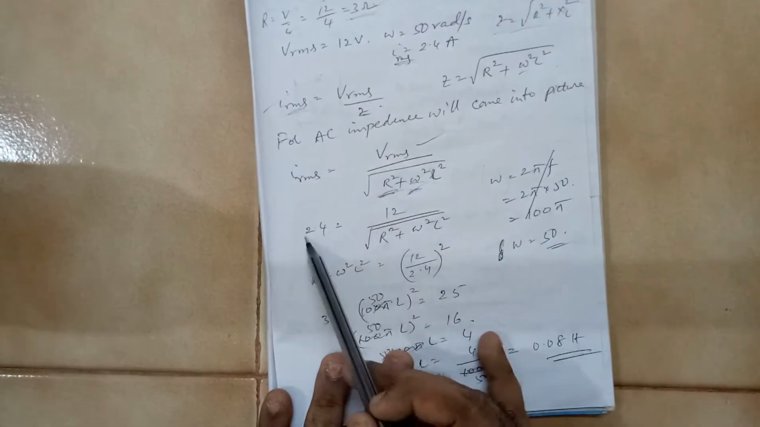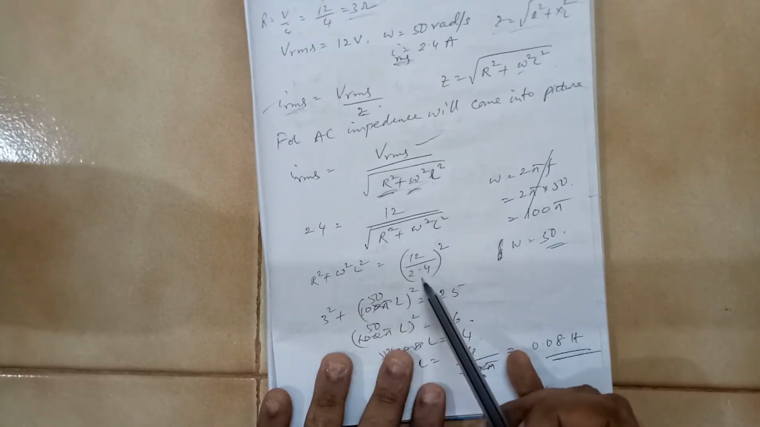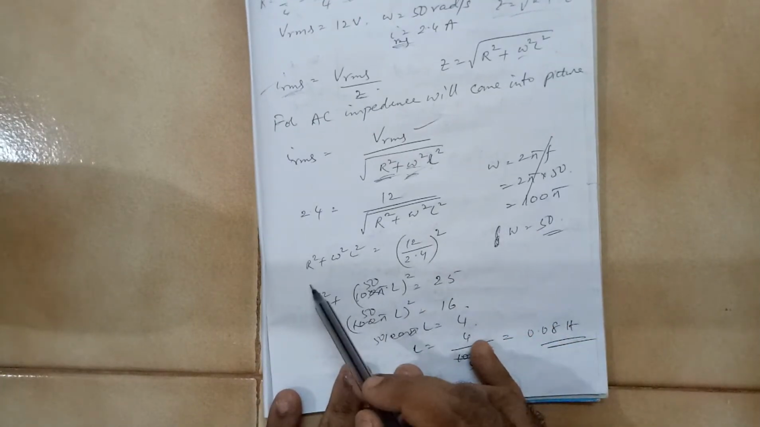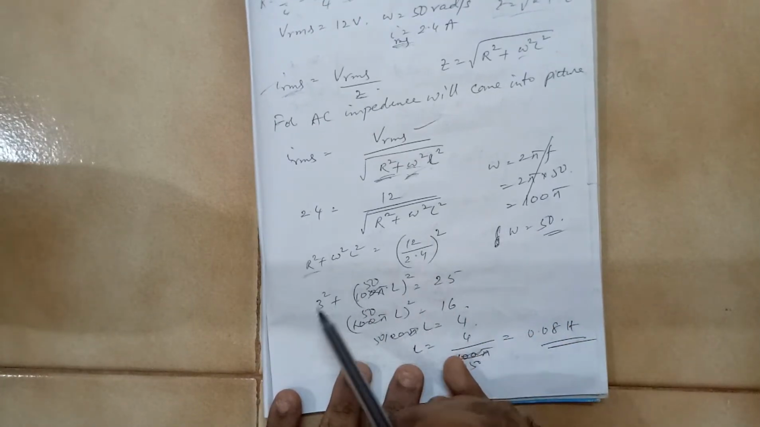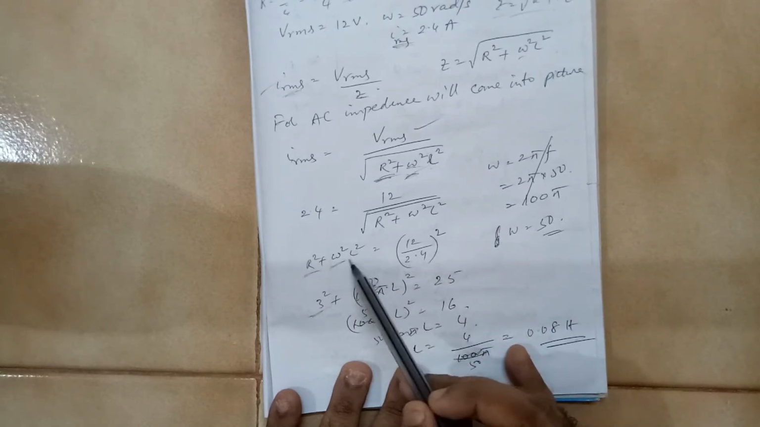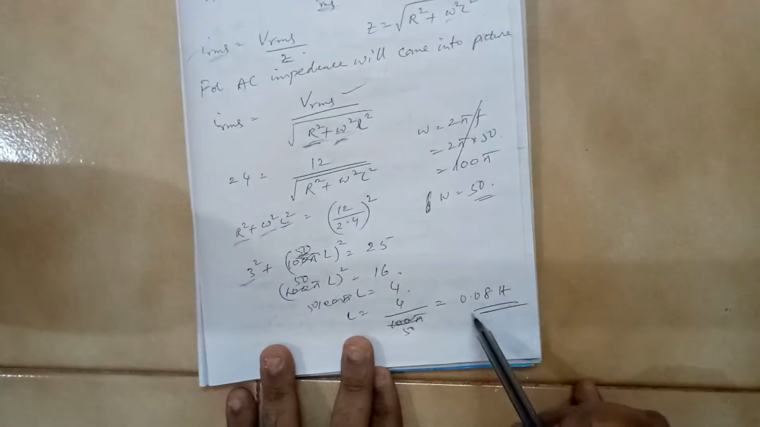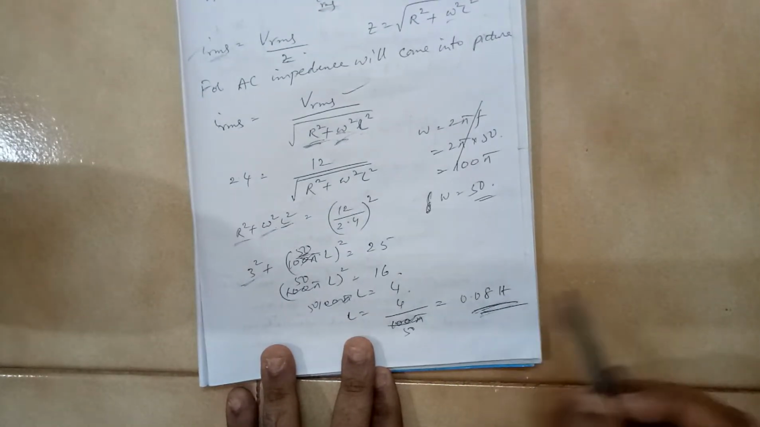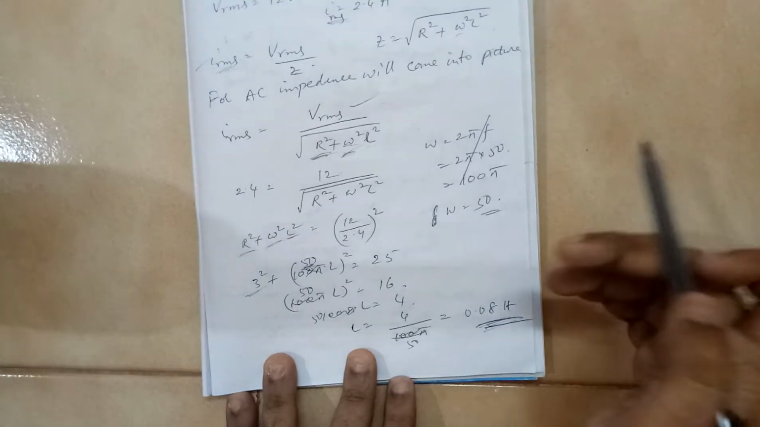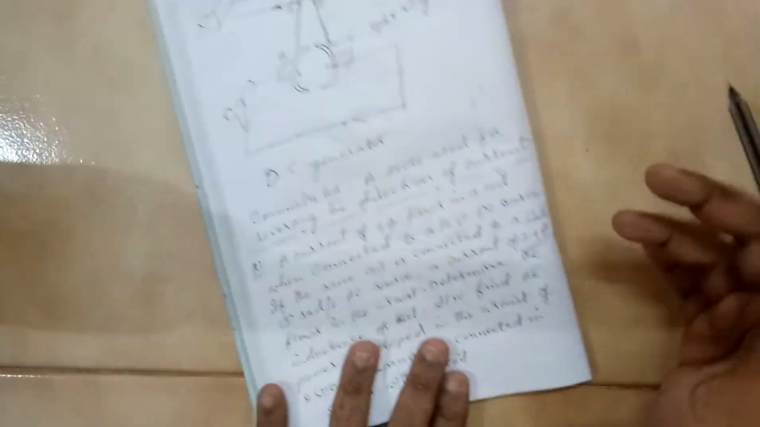So take it that side, and this will be 12 divided by 2.4. Remove the square root, it will become square, and then you have to solve. R value is 3, omega value is given as 50 into L. L is the unknown, so you can find the value of L. You get 0.08 Henry.